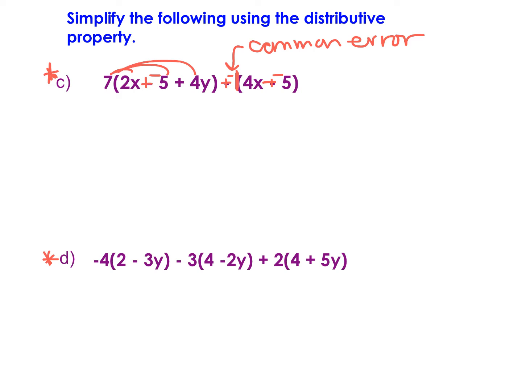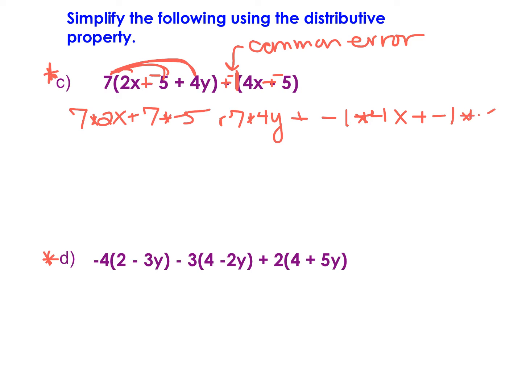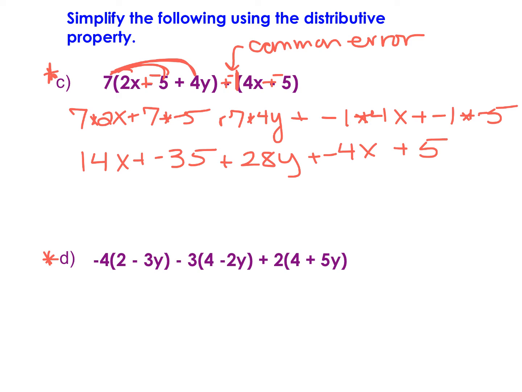So now let's distribute the 7. So we have 7 times 2x plus 7 times the -5 in the middle plus 7 times 4y at the end. Then we'll do plus a negative 1 times 4x plus a negative 1 times negative 5. So here we have 14x plus a negative 35 plus 28y plus a negative 4x plus negative 1 times negative 5 is 5.